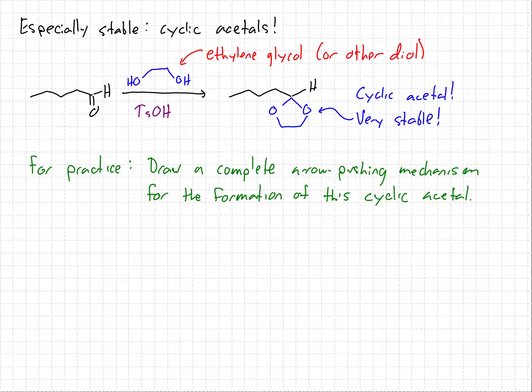So this is a really good place to practice your mechanism. So draw a complete arrow-pushing mechanism for the formation of this cyclic acetal, starting from the starting materials that we have above. Pause the video, come back to it when you're finished.